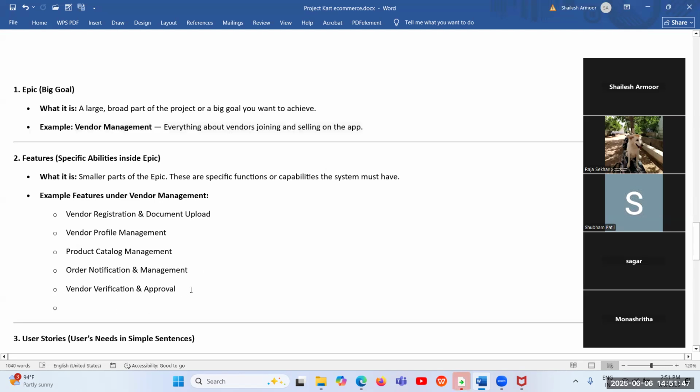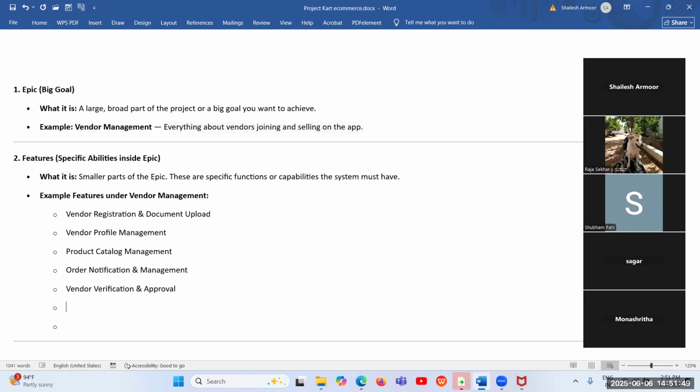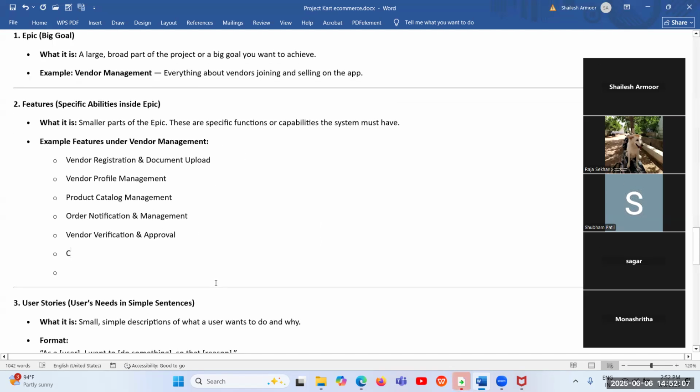Can anyone suggest another feature that we can add in the vendor module? Just give it a try. Even if it is wrong, it's okay. Vendor customer communication. That is for what? Here we don't have it, right? Yes, above we have it. Okay, very good. Other than that, can you think uniquely? Shekhar, Sagar, Shubham, anything.